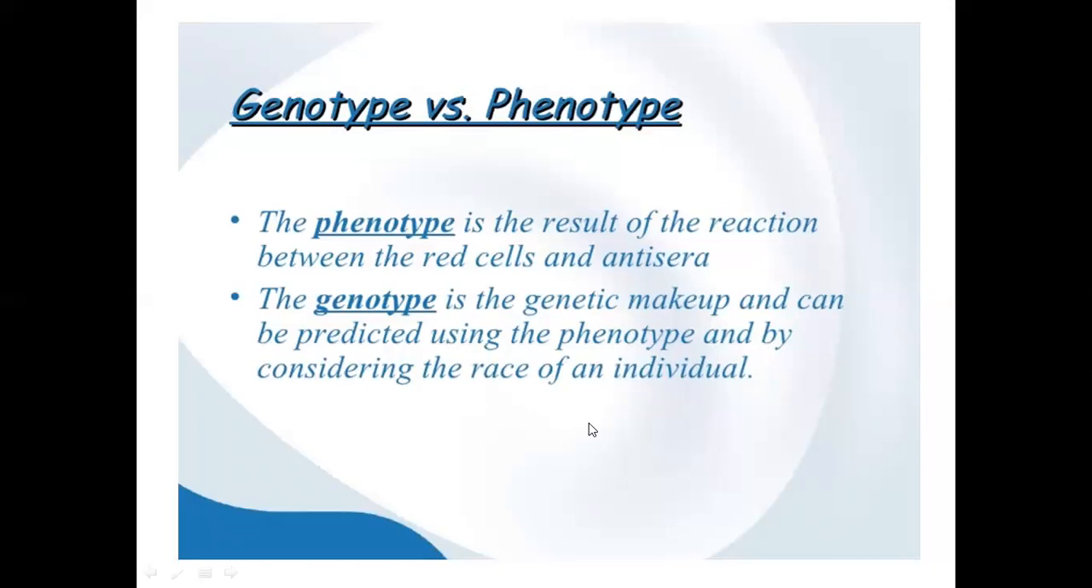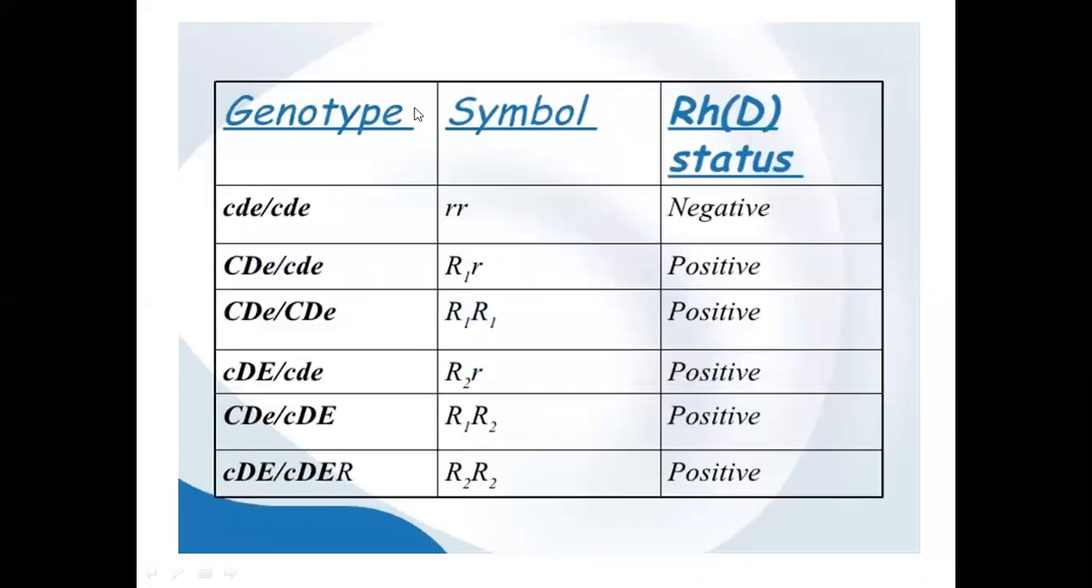While the genotype is the genetic makeup and can be predicted using the phenotype and by considering the race of an individual. And they are expressed in haplotypes, no? Dalawang haplotypes, tatlong genes nandoon because they are codominant allele genes. The CDE or the DCE terminology natin. So these are the genotype, ito yung symbol, and then your status. Again, yung status natin, titignan lang natin kung may presence or absence of the uppercase D. So in this case, wala talaga, so therefore Rh negative. Ito naman, meron kang isa. So even if there is one, this is a heterozygous positive. No?